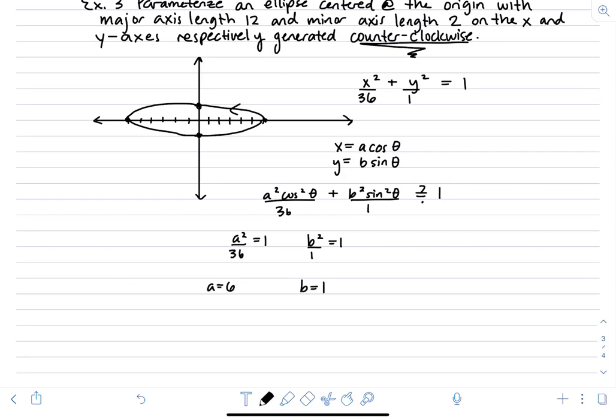Okay, and since we're generating this counterclockwise, that's the exact same direction that the unit circle goes, so it means that our theta ranging from 0 to 2 pi will take care of that direction for us. So 6 cosine theta and 1 sine theta, and our theta ranges from 0 to 2 pi. There's our parameterization.